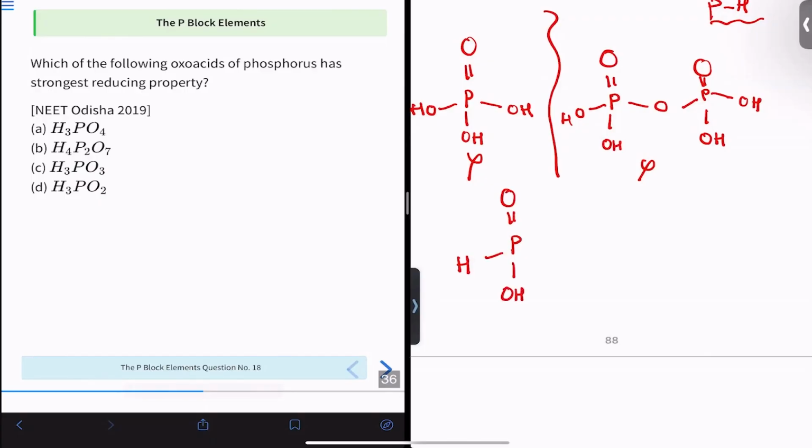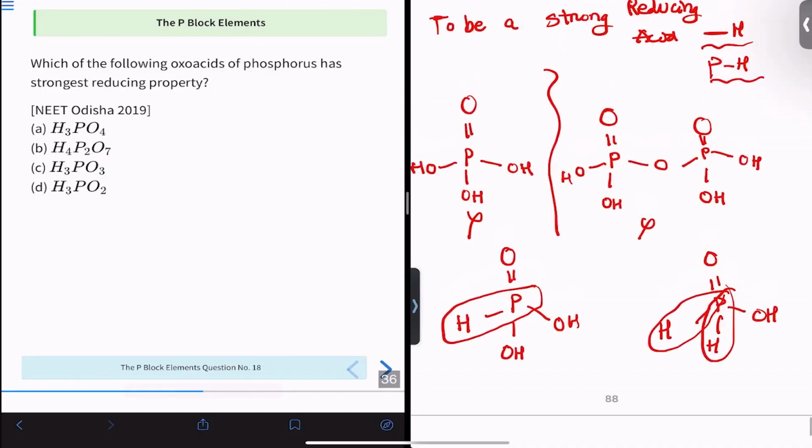H3PO3. Does it have any P-H bonds? Yes, it does. It has one P-H bond. Then going to the next option, H3PO2. How many P-H bonds does it have? It has two P-H bonds.